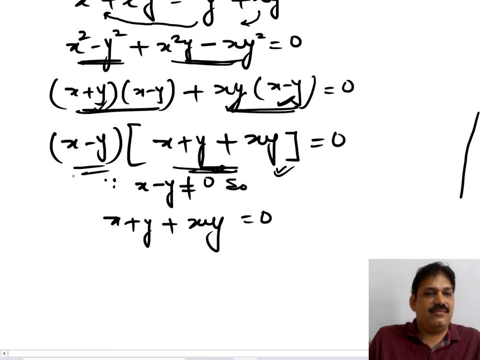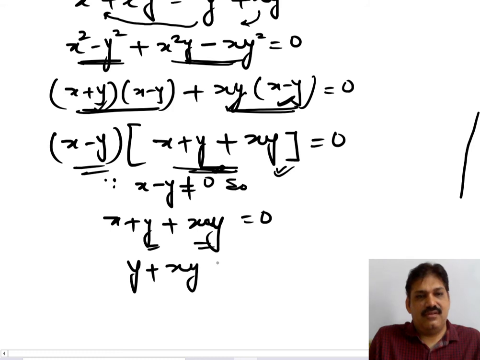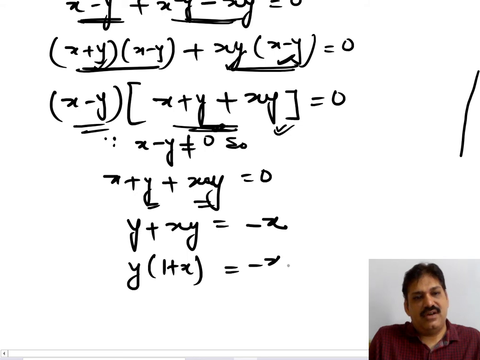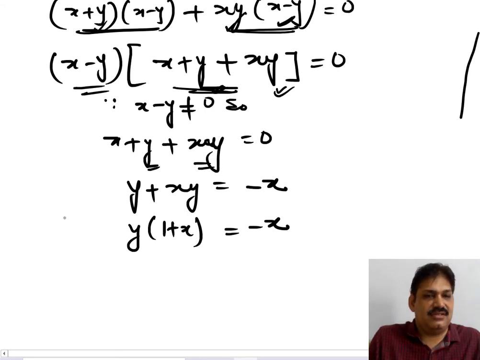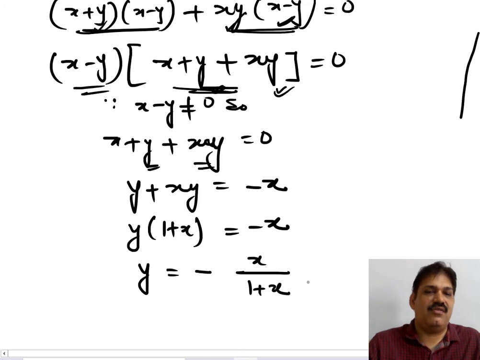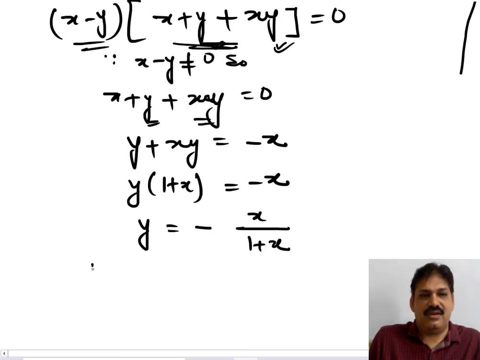From here, we will simply find the value of y in terms of x, because we have to give the answer in terms of x only. So we keep all the terms containing y on the left hand side. So y plus xy is equal to minus x. Now we'll take y common. This will give us y times 1 plus x is equal to minus x. So y is simply negative x upon 1 plus x. Now on differentiating with respect to x.